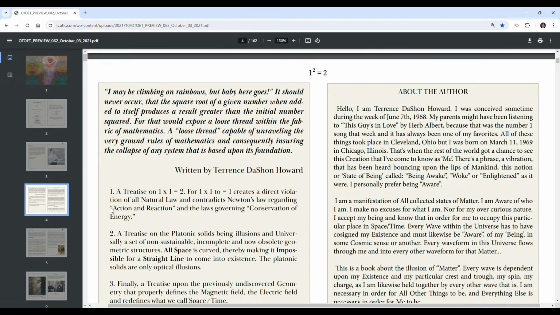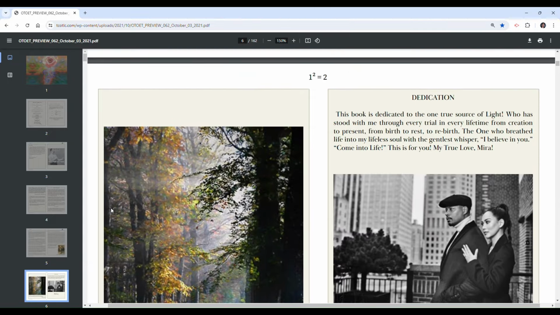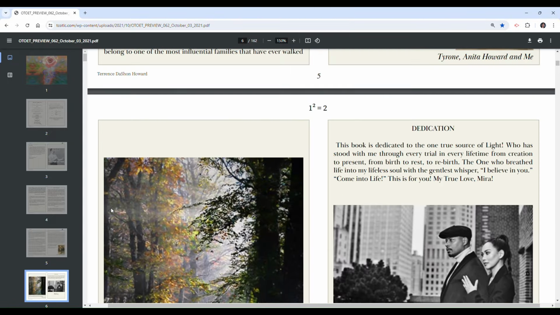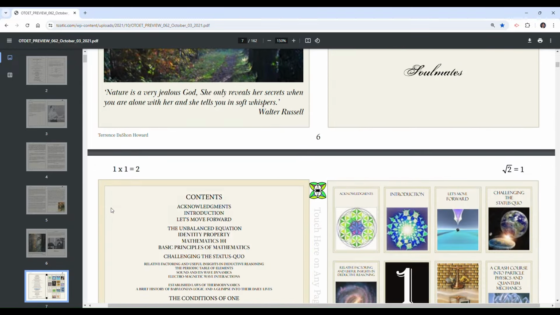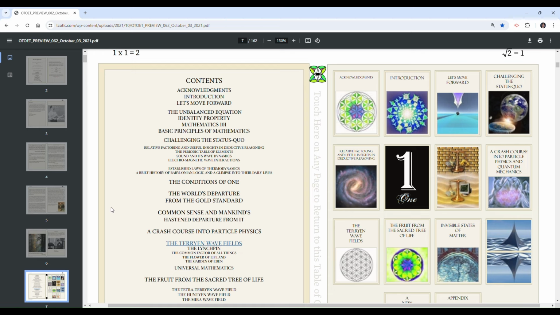We've got the about the author stuff. I've never seen so much fluff in one book, you know what I mean? He's got a dedication, he's got acknowledgments, all sorts of stuff that's not even related to the book. So I figured maybe we'd start at the table of contents and just kind of see what's going on here. But even the table of contents is confusing.